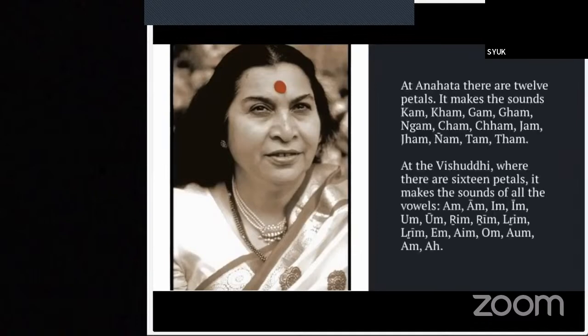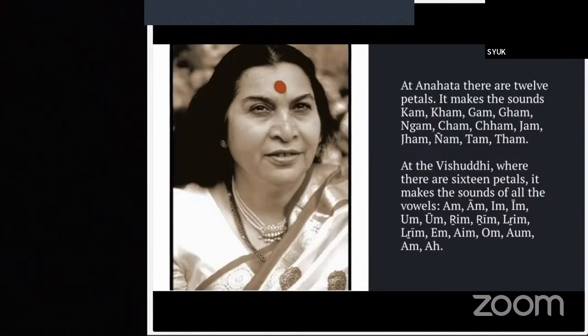At Anahata, there are 12 petals. It makes the sounds K, Kh, G, Gh, Ng, Ch, Chh, J, Jh, Ny, T, Th.